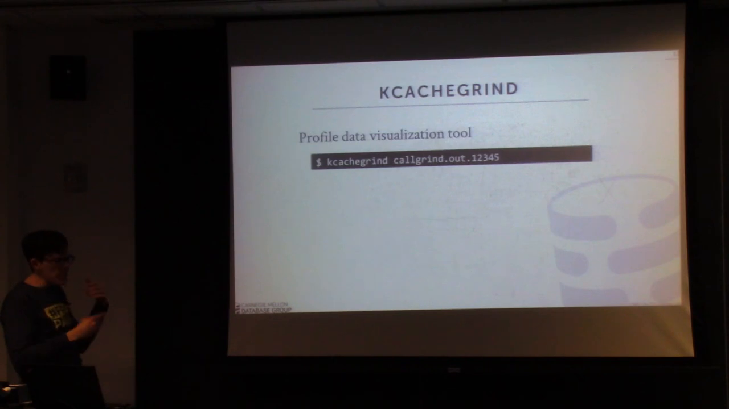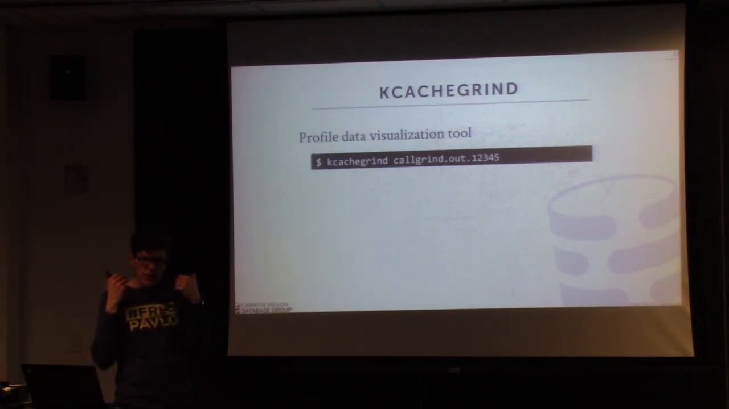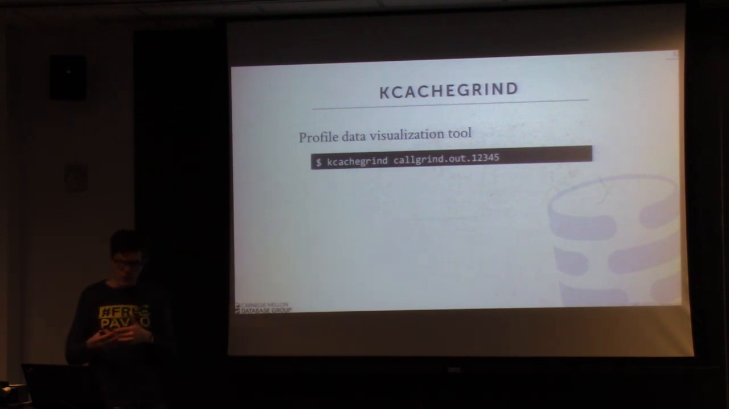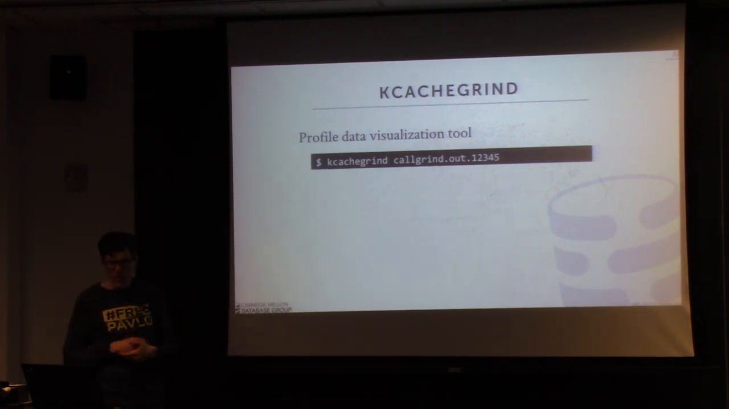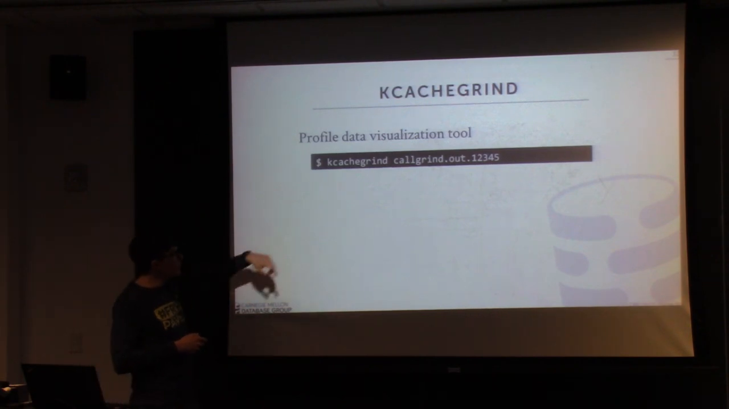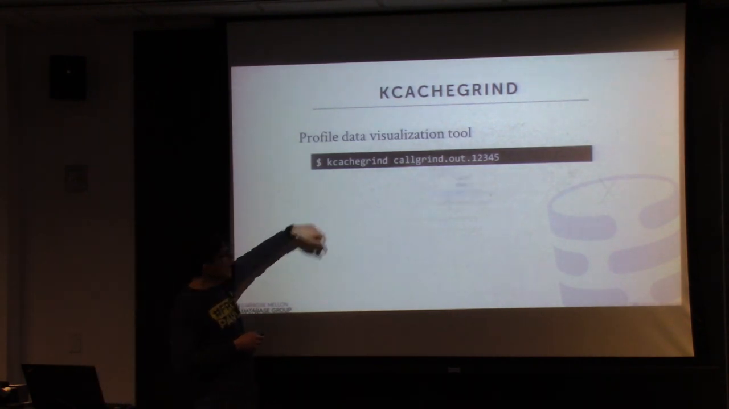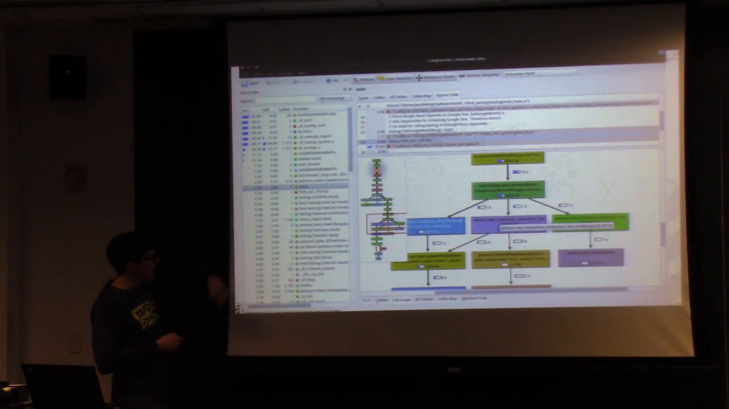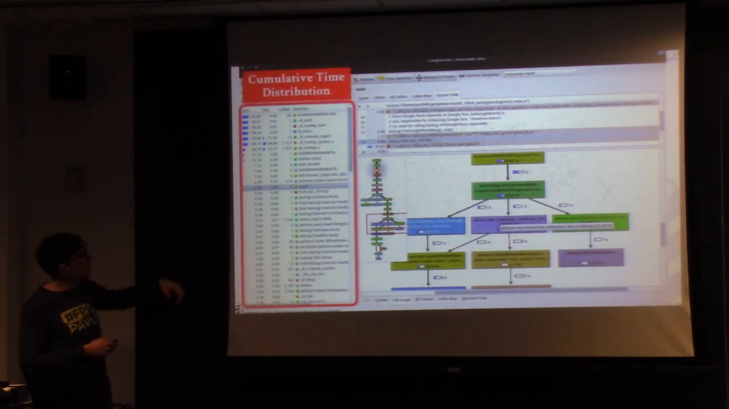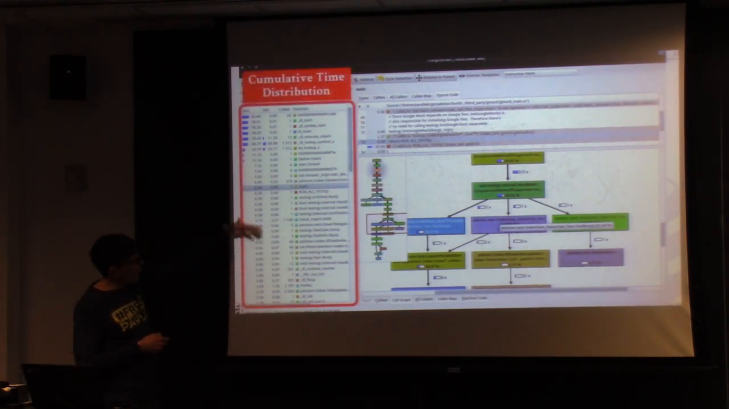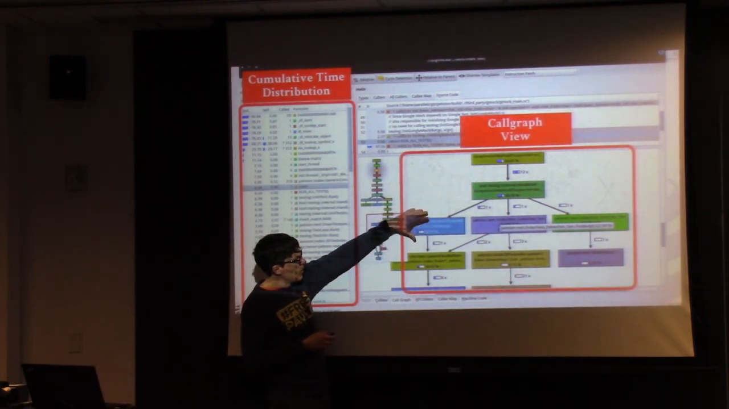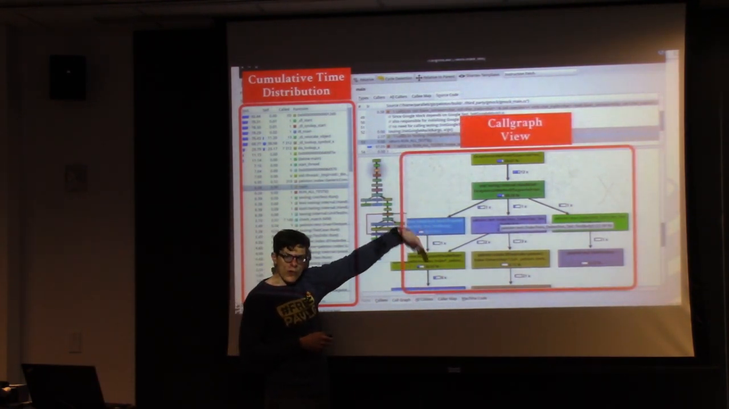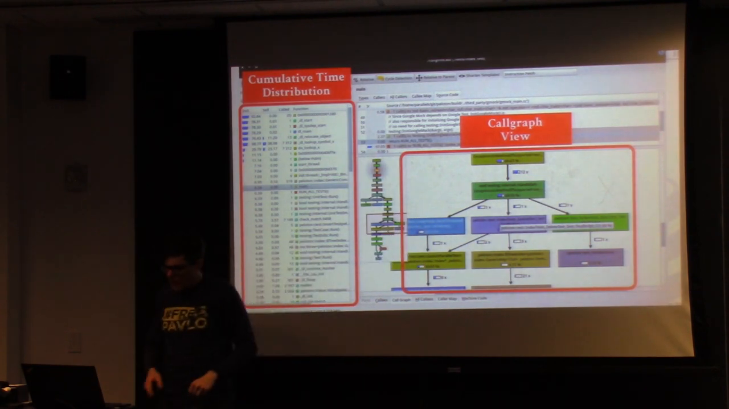So what's going to happen now is when your program finishes, it's going to spit out a file called callgrind.out.whatever process ID your program ran as, and then you can use the visualization tool called KCachegrind, and it'll generate a nice chart that looks like this. You'll have a cumulative distribution of time for your program, and then it'll make this nice call graph to show you what calls what and how much time is spent in it.